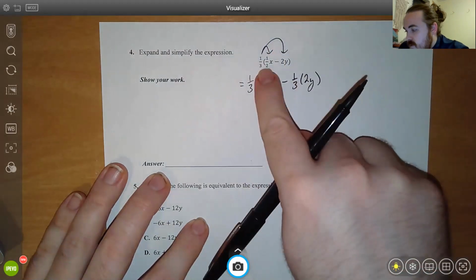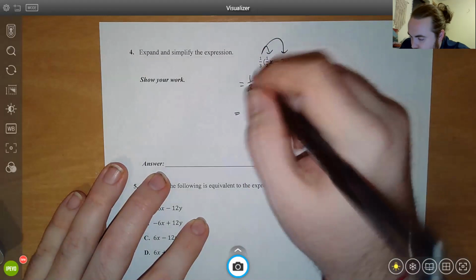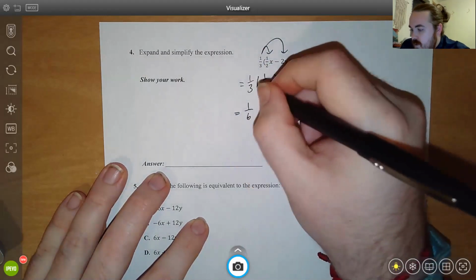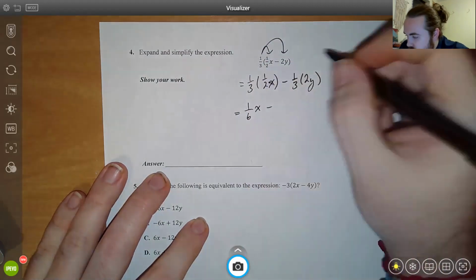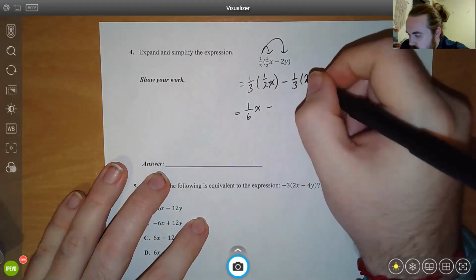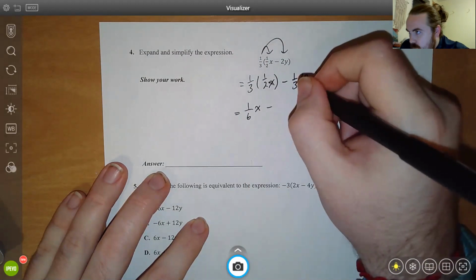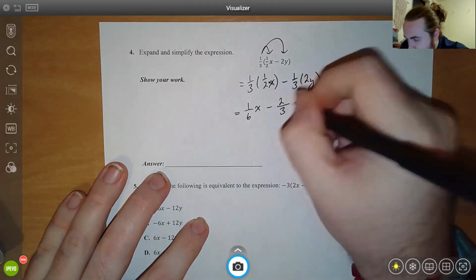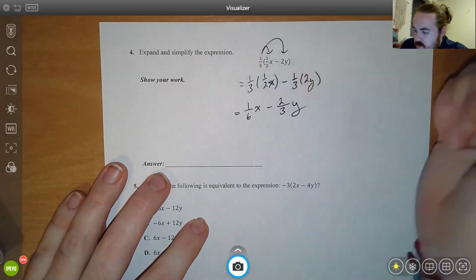1/3 times 1/2 x minus 1/3 times 2y. 1/3 times 1/2 is 1/6. When we multiply the numerators and multiply the denominators, 1 times 1 is 1, 2 times 3 is 6. Here's the x minus 1/3 times 2, and that's the same as 2 over 1. So 1 over 3 times 2 over 1: 1 times 2 will be 2, 3 times 1 will be 3, minus 2/3 y. And we're just doing 2 times 1, putting it up there.